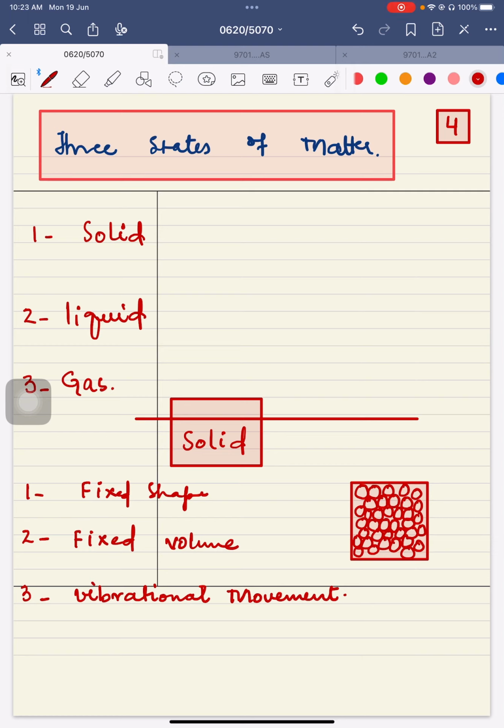We should know that although we cannot see a solid moving from one place to another, the particles of a solid are definitely moving at their fixed positions. So that is called a solid.